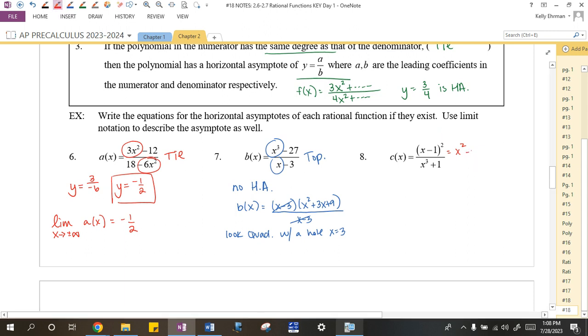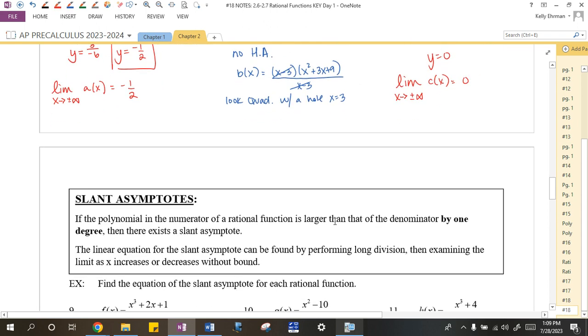You should, if you're going to FOIL it out, do it correctly. You don't really need to, but so this would be x squared over x to the third. That's bottom heavy. So y equals 0 is the horizontal asymptote. Okay, so limit notation for that would be the limit as x approaches either positive or negative infinity of c of x is equal to 0.